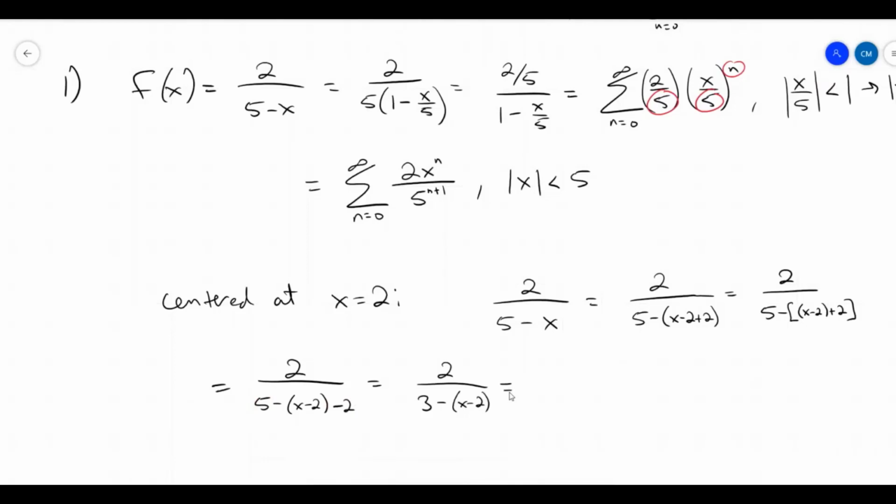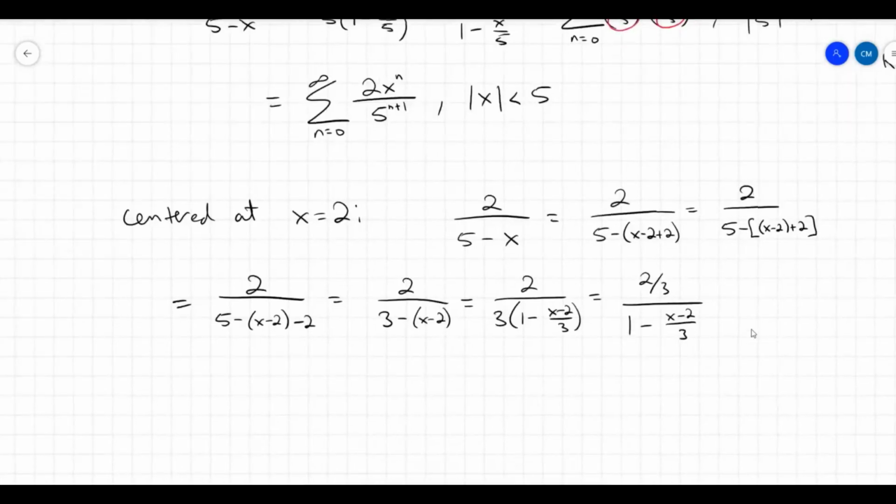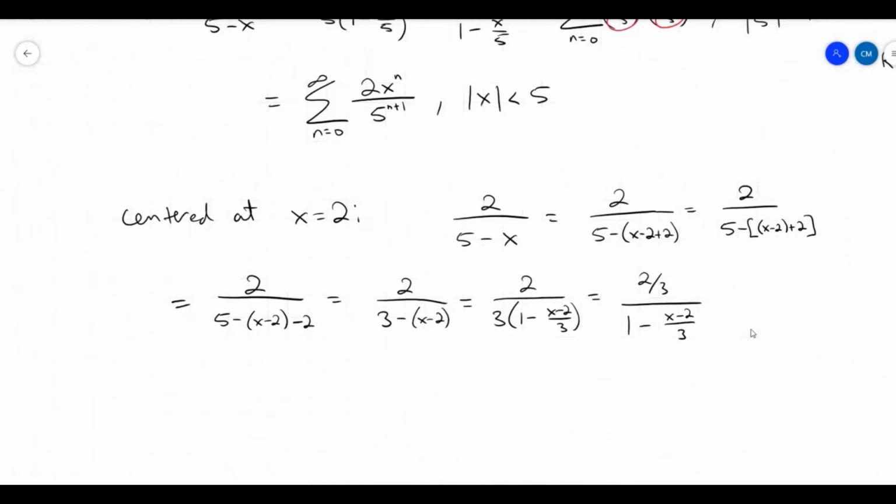Now I'm at the point where I want that to be a 1, and so I factor a 3 out of that denominator. So I take a 3 away, and I'm left with 1 minus x minus 2 over 3. And then I can rewrite this as 2/3 over 1 minus x minus 2 over 3. Now this is exactly what I want, because now it is exactly in that form that I need it to be.